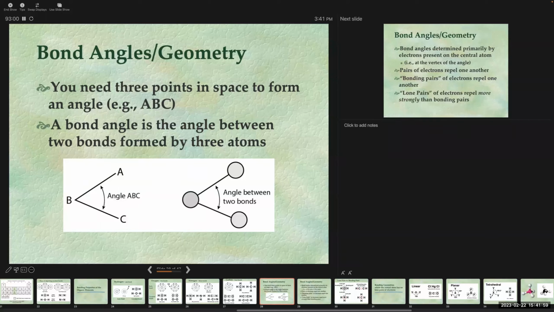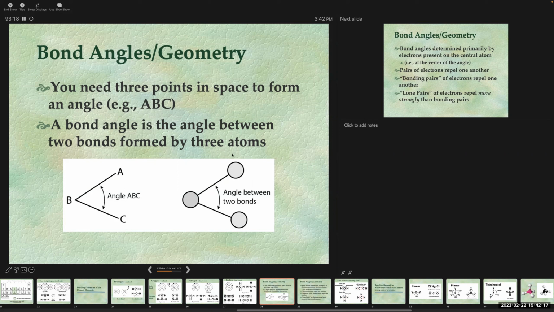Like this is, I don't know, what is that? 70 degrees, maybe, something like that. It's less than a 90-degree angle, I know that much. So similarly, you need a minimum of 3 atoms to have angles between their bonds.